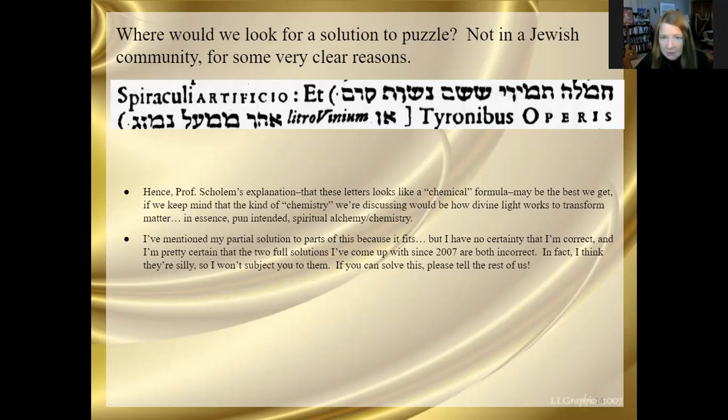So the kind of chemistry that we would be looking at here is, chemistry in quotes, proto-chemistry, how divine light works to transform matter. Spiritual alchemy and chemistry. If nothing else, this gives us a happier meaning to better living through chemistry. So I've mentioned my partial solution to this, where it starts out with light, or where Shemesh is there, because it fits, but I don't have any certainty at all that I'm right about that. I've, over the years, come out with two full solutions, and alternately I think, yeah, I've got it, but most of the time I think, no, that's pretty silly.